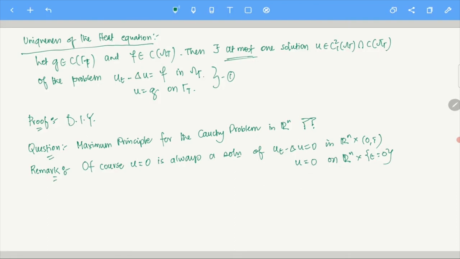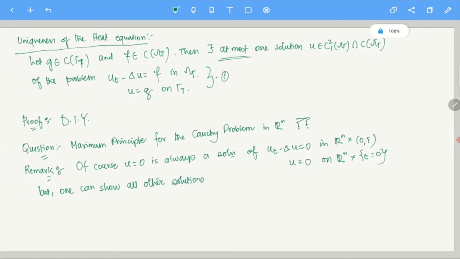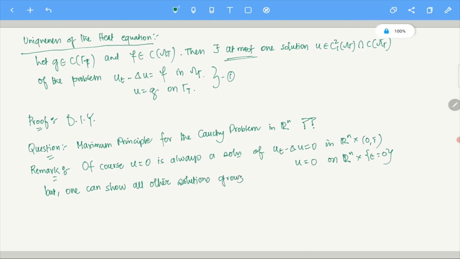But one can prove, though I am not proving this thing, it is beyond the scope of this course, one can show that all other solutions grow rapidly. They grow very fast at infinity. Clear? So we cannot expect the maximum principle in the whole of R^n.